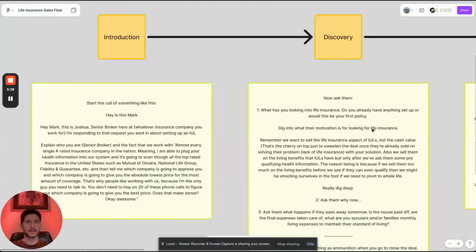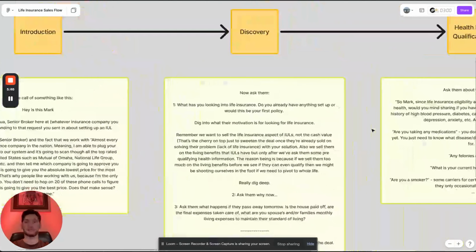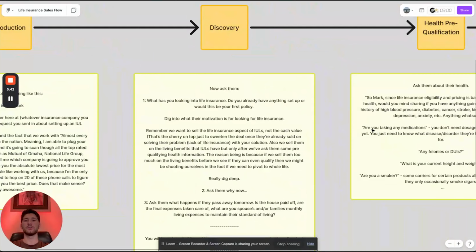Now, the next part of the call is the discovery. Okay, so you're going to ask them things like, what has you looking into life insurance? Okay, do you already have anything set up, or would this be your first policy? Okay, the purpose of this is to dig into what their motivation is for looking for life insurance.